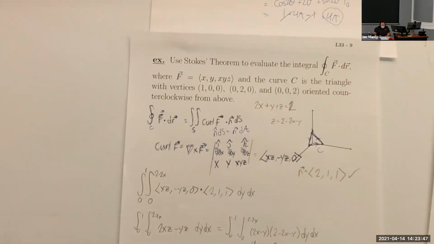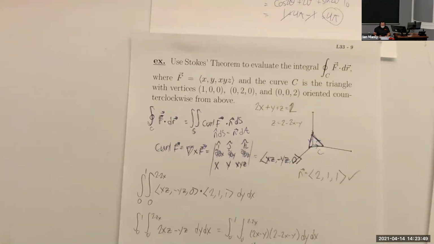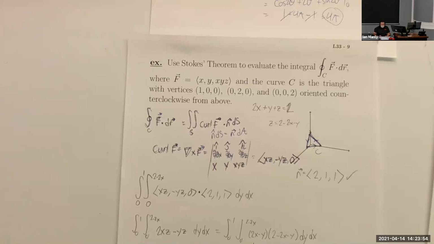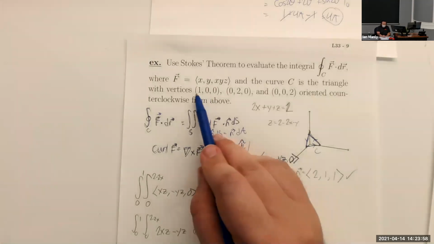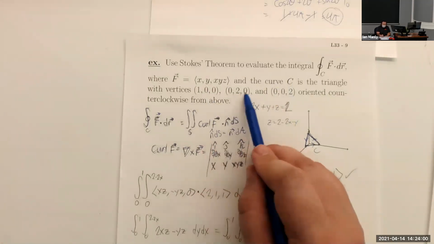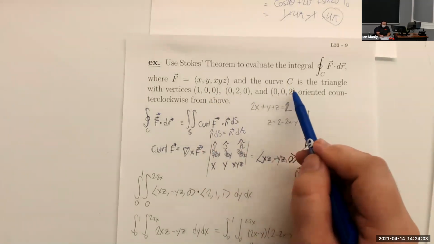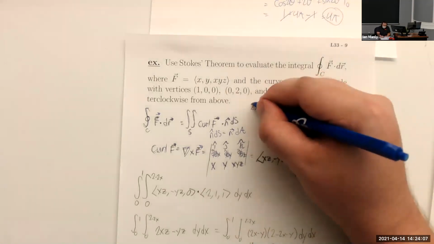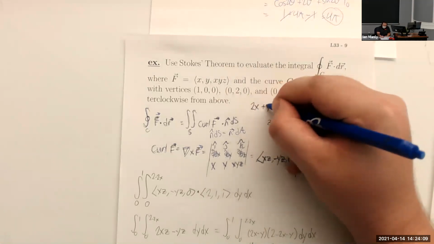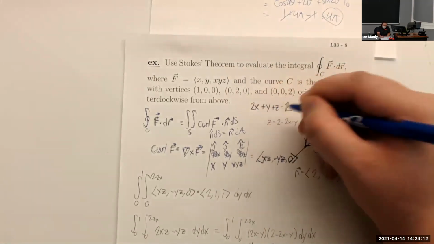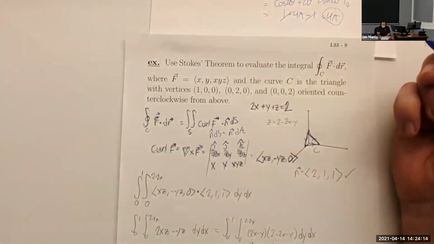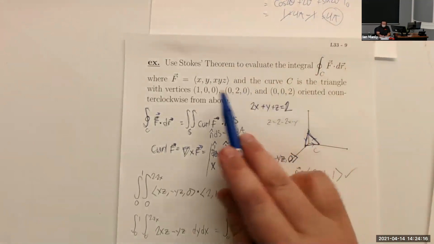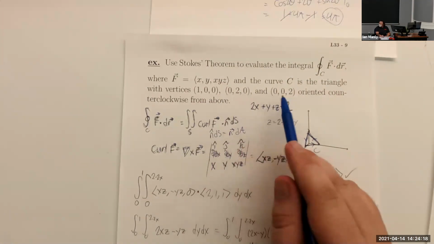Next we want to get our normal vector. What we're going to do is come up with an equation of the plane that includes the points (1, 0, 0), (0, 2, 0), and (0, 0, 2). So what I did was I made up this plane. It's going to be 2x + y + z = 2. This is the plane that includes all 3 of these points.